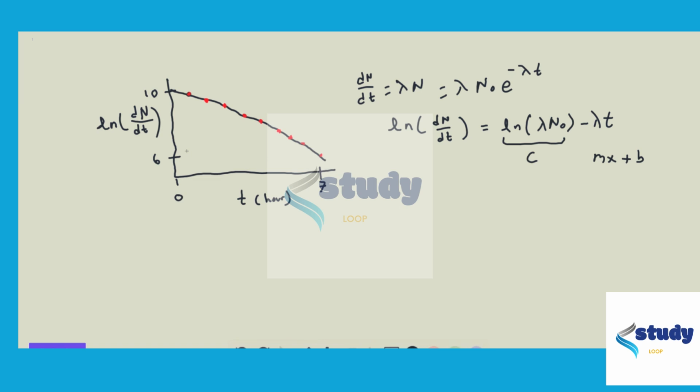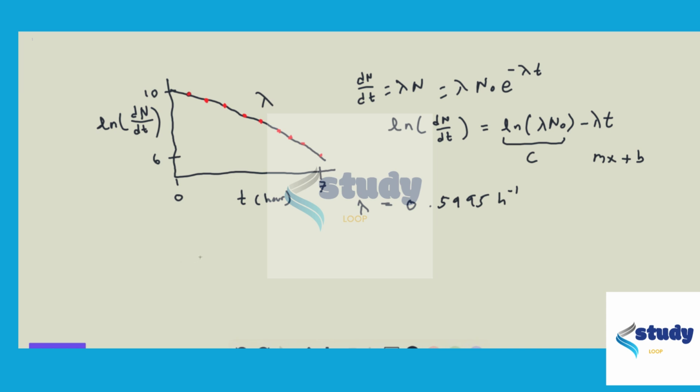So plotting the data table, we get something that looks roughly like this. And if you're careful with the numbers, you'll find that this slope here, which we said is equivalent to lambda, has a value of 0.5995 inverse hours.